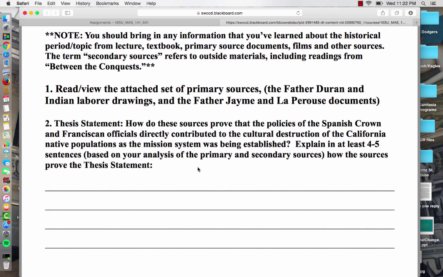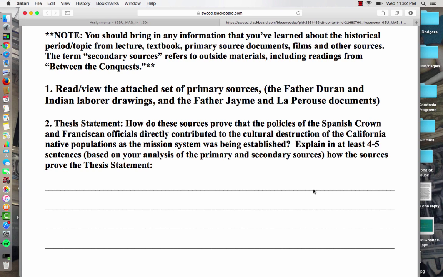And besides using your own judgment in analyzing the four sources, you can also use secondary sources too. So if there's anything in the Between the Conquests book that might have been helpful, some of the readings there that helped explain the mission system better, and some of the stuff that was going on, by all means mention that as well. And again, explain in 4 to 5 sentences, but you can go a little bit more. If you go into 6 or 7 sentences to elaborate upon your thoughts, you can do that too.